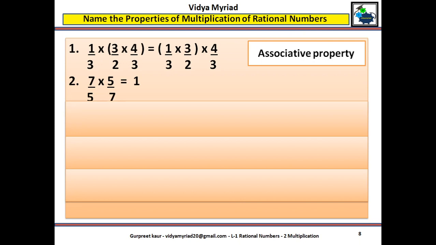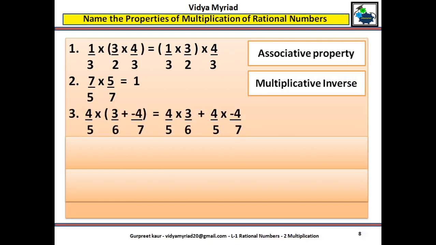Number 2, 7 upon 5 multiplied by 5 upon 7. If you look into the first one, 7 upon 5 is the rational number. In the other case, 5 upon 7 is its reciprocal. So when you have a reciprocal, your answer is 1. So which property applies over here? That is known as multiplicative inverse.